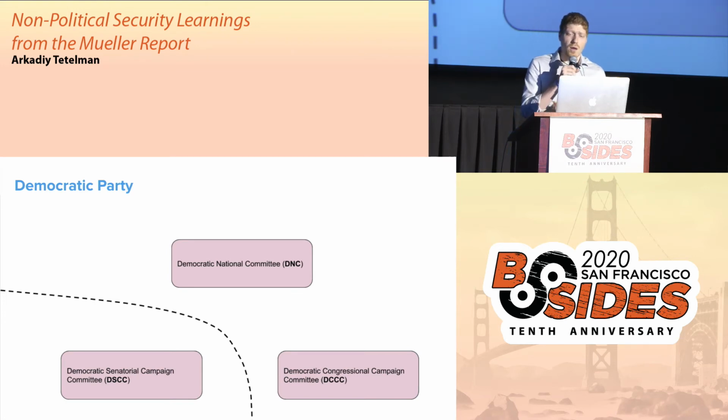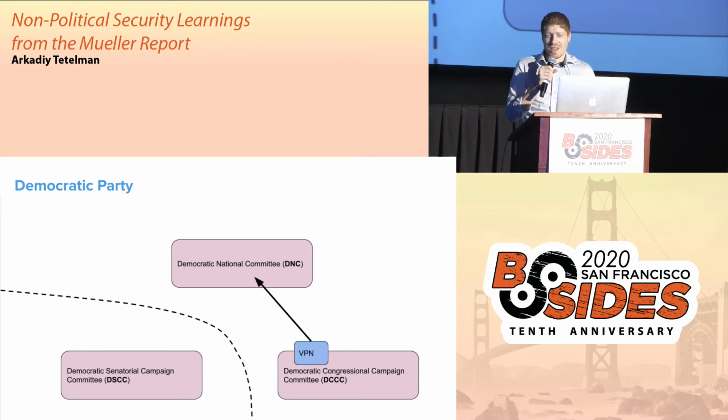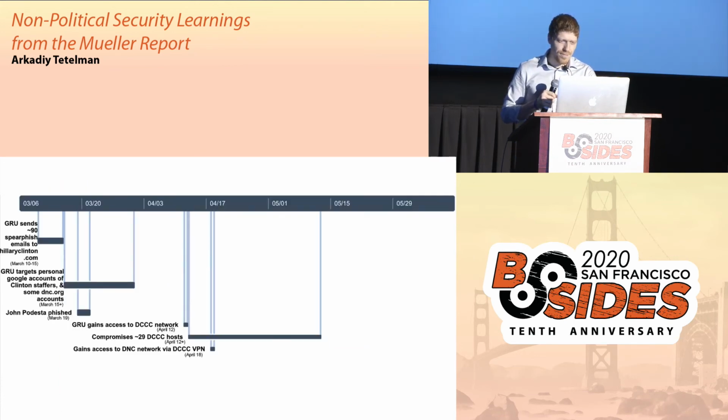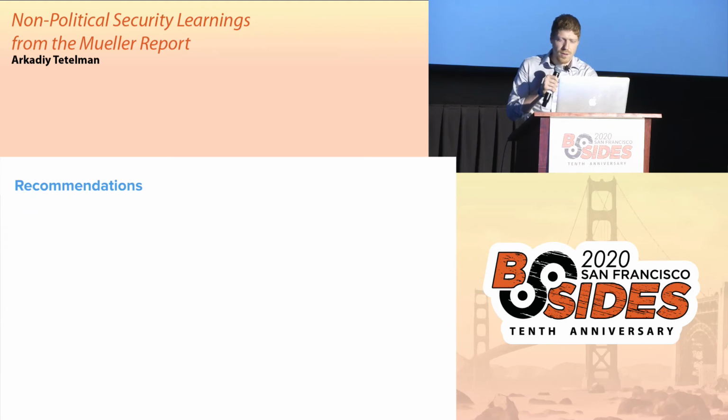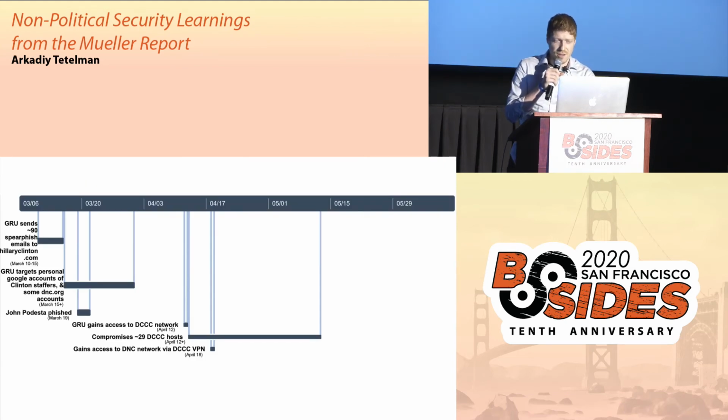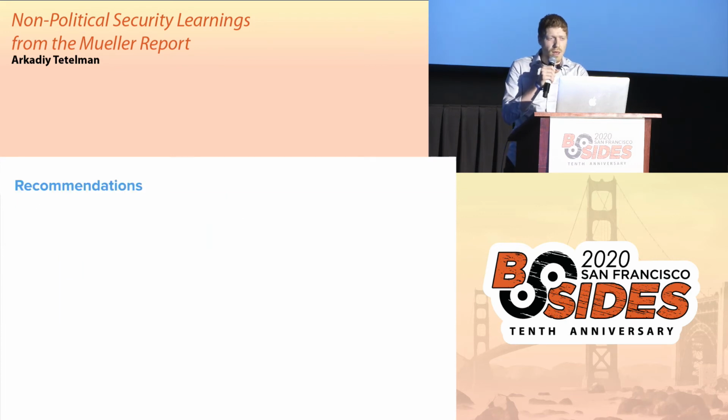So the DCCC and DNC, even though they're separate organizations, they do work quite closely together. They work so closely together that the DCCC had VPN access into the DNC's internal network. And so that's how the GRU gained access. They were already on the DCCC network. They were able to use that VPN to pivot into the DNC. So yeah, April 18th, a week later after getting access to the DCCC network, they were able to pivot.